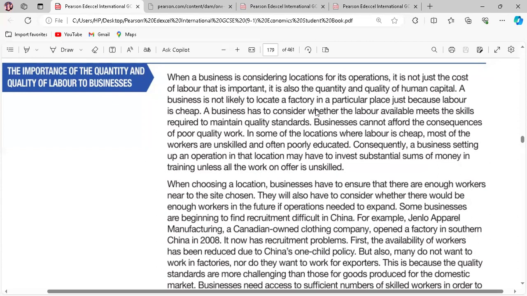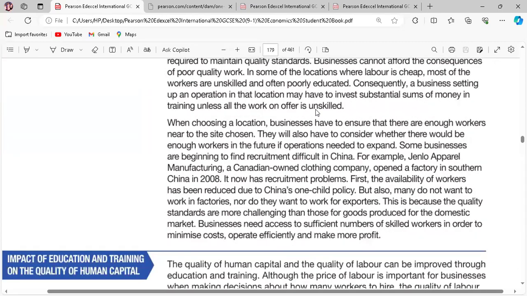However, the business might also consider that with unskilled workers, they need to invest more in training to improve their skills and knowledge. And if that is done well, it will be better. But for jobs that need skilled workers, firms should always locate where the quality and quantity of human capital is high, so that they will be able to get the best use of resources.